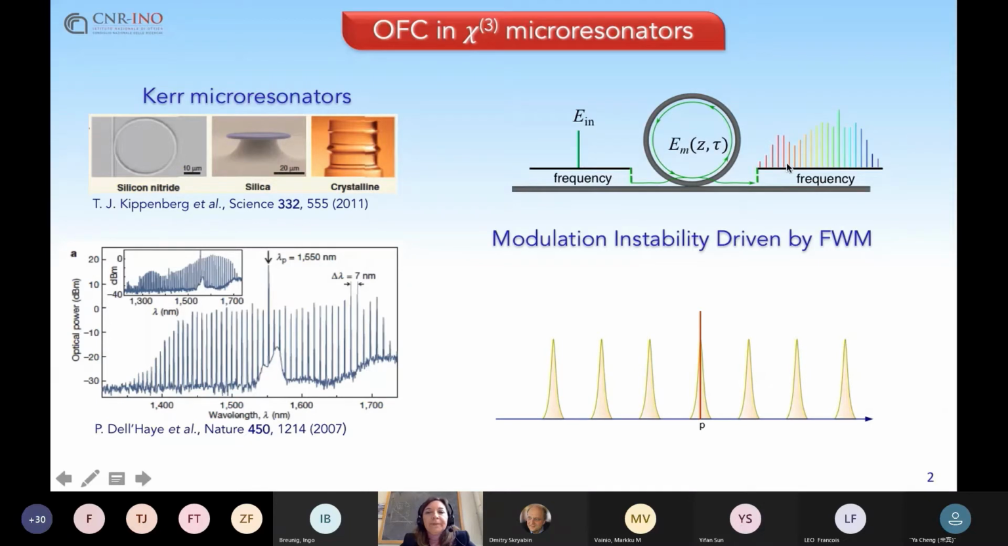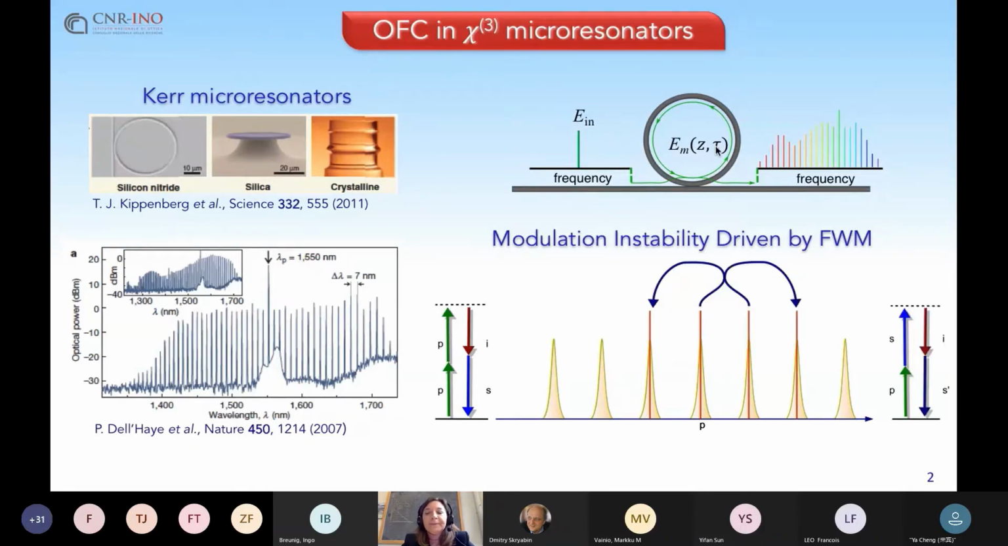But what happens in particular when we shine a light on a microresonator? The first process occurring in a microresonator when a continuous pump interacts with it is a modulation instability, which is driven by four-wave mixing. At the beginning, the only frequency present in our system is the pump frequency, but then two pump photons are combined in order to emit two new frequencies, the signal and idler. And this is the first crucial process. Then other cascaded four-wave mixing processes lead to the formation of new sidebands around the pump, up to the formation of an optical frequency comb.